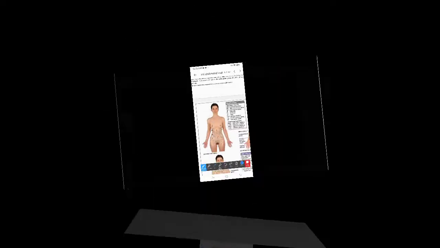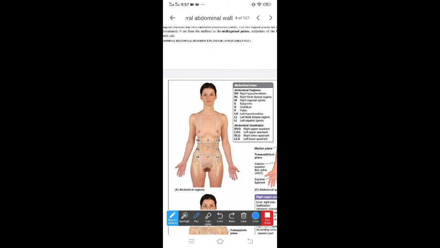Okay, so this is the diagram of the abdominal regions, and here we will talk about the abdominal areas that are present in the abdomen. This is RH, basically the right hypochondrium. This is the left hypochondrium, right? And this is the epigastric region. In the epigastric region, there is a slight depression present. This depression is basically called what? The epigastric fossa. Okay, so this is the epigastric fossa.